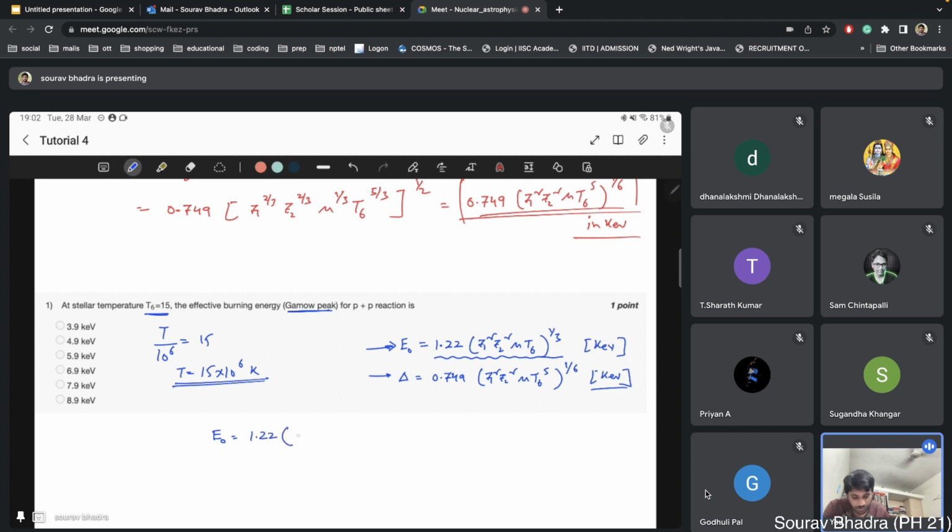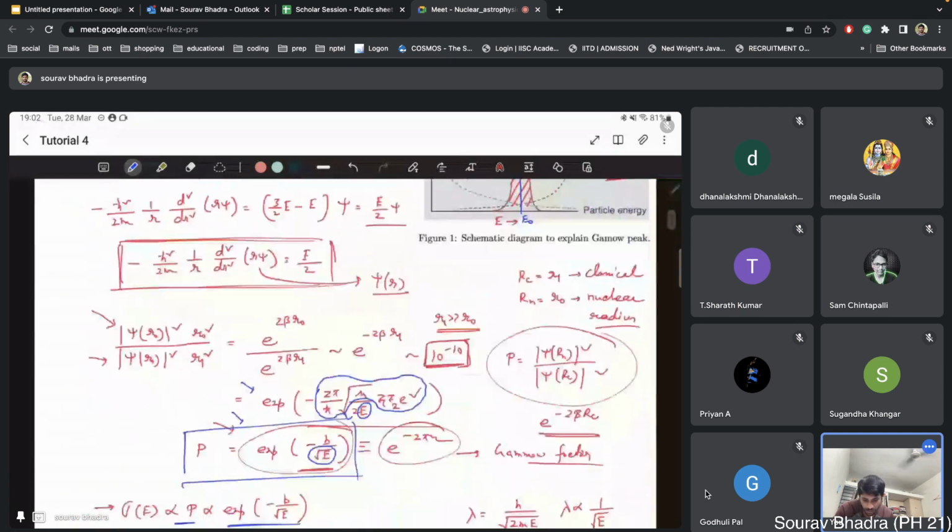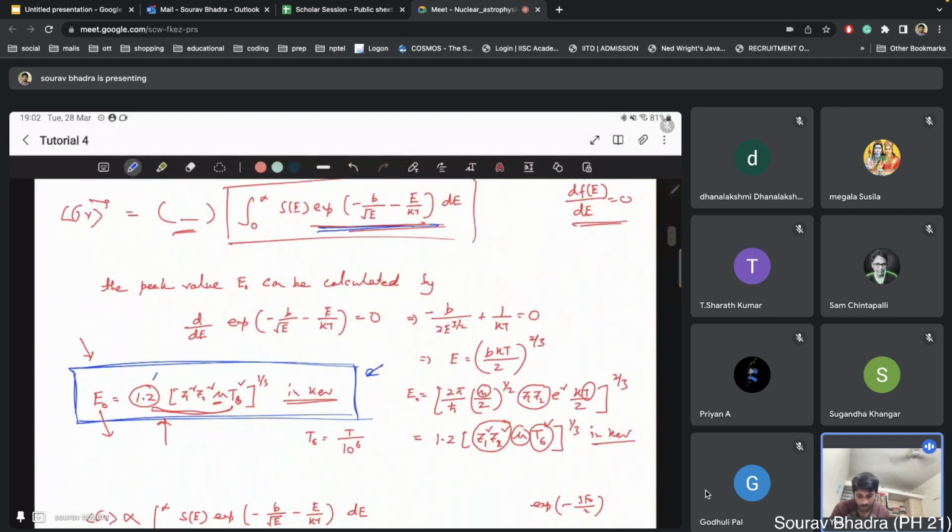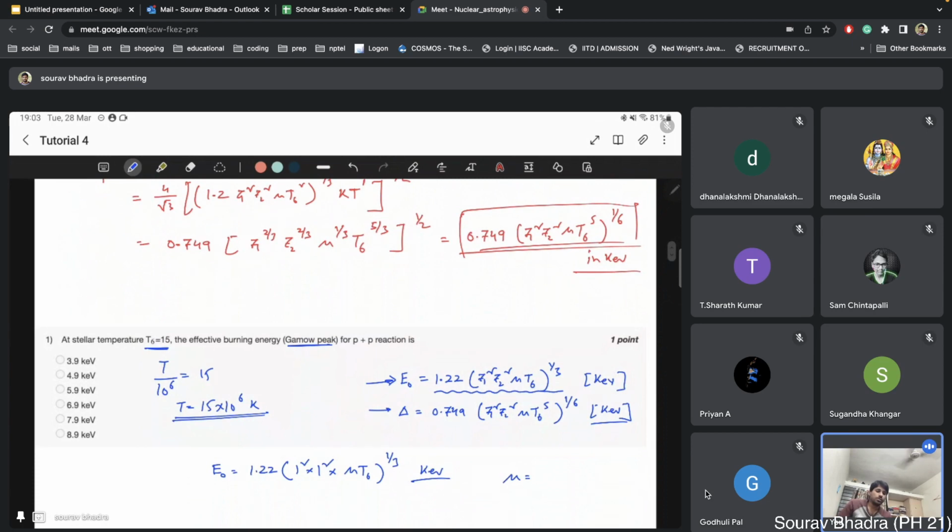So 1.22, Z1 is 1, Z2 is also 1, because we are dealing with protons, mu T6 to the power 1 by 3 in keV. One thing you have to remember is that this 1.22 is a combination, and T6 is necessary, because it has been expressed in such a way. Another thing you have to remember is that this mu has been expressed in terms of the AMU unit. So you don't have to put the AMU unit by hand, because the factor has already been taken care of. You can just calculate your mu as M1 M2 by M1 plus M2.